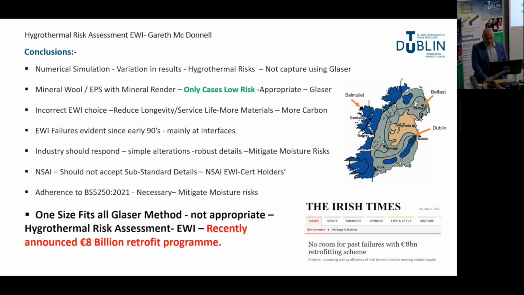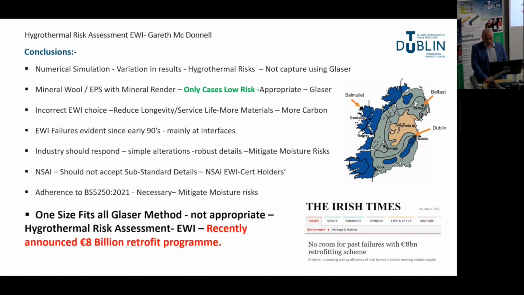If the degradation in condition and thermal performance of the materials are accelerated due to moisture ingress, the likelihood is that they will need to be replaced before the end of their expected service life, needlessly increasing their use and carbon emissions. EWI failures have been evident since the early 90s. These failures occur at junctions and materials. To mitigate further risk of EWI failure, the industry should respond by creating robust details for use on site.